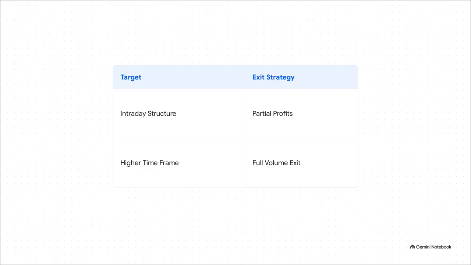Now, depending on your personal trading style, you've got a couple of options here. Your first target option is intraday internal structural sweeps. Think like 15-minute highs. For those, your exit strategy is taking partial profits. Just lock some in. But your ultimate final target should be the higher time frame engineered liquidity pool on the daily or the 4-hour chart. Your strategy there is a full volume exit. Guys, this is exactly how you capture those crazy 1 to 10 or 1 to 15 risk to reward trades.